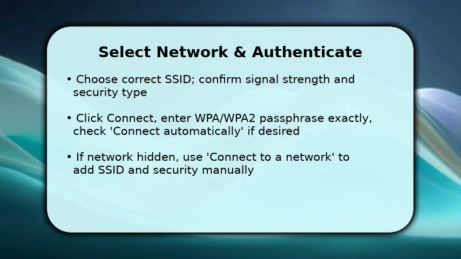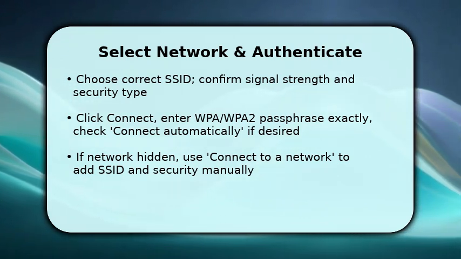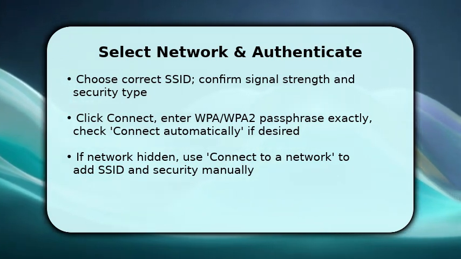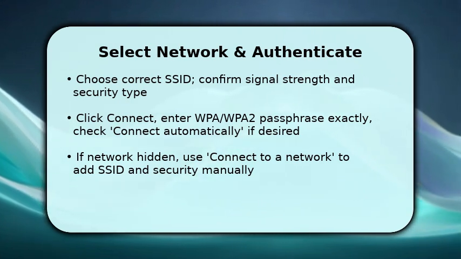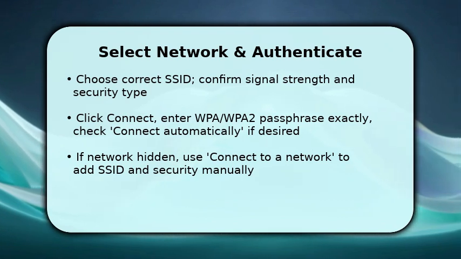Once authenticated, Windows negotiates encryption and assigns local settings. Wait for the connected status. Make sure you select Home or Work location when prompted to enable file sharing sensibly.